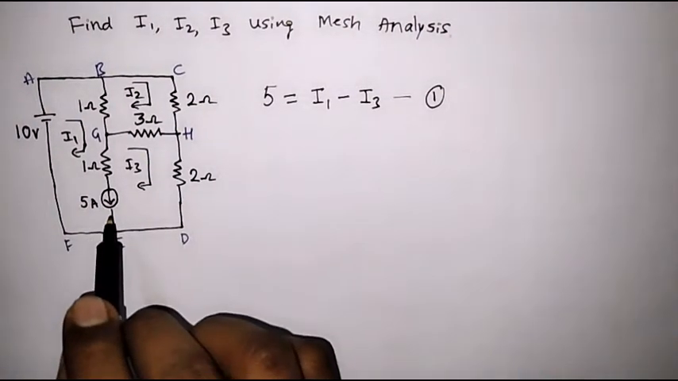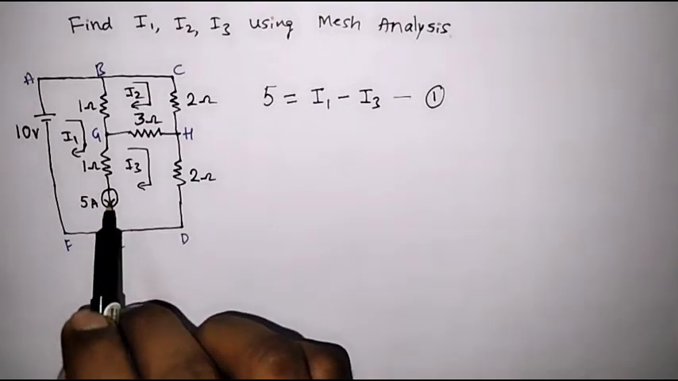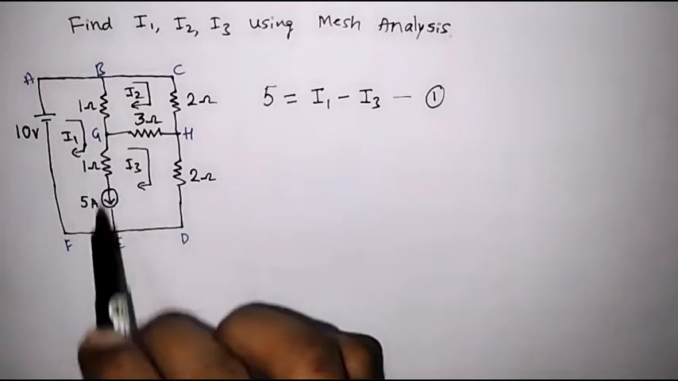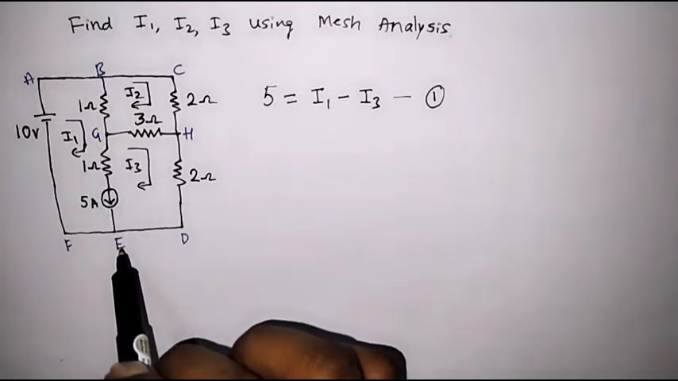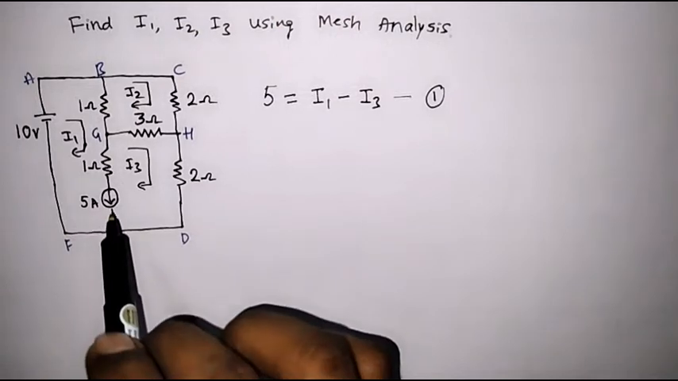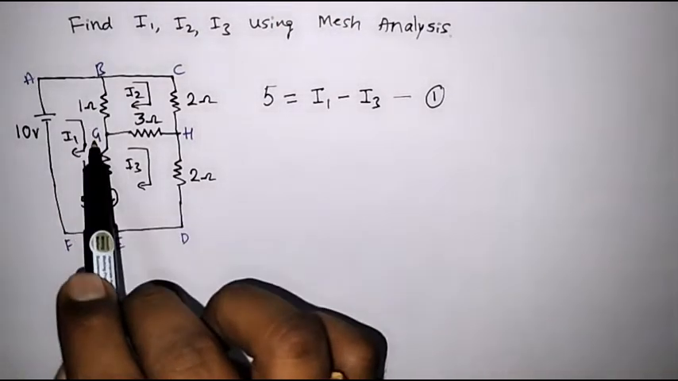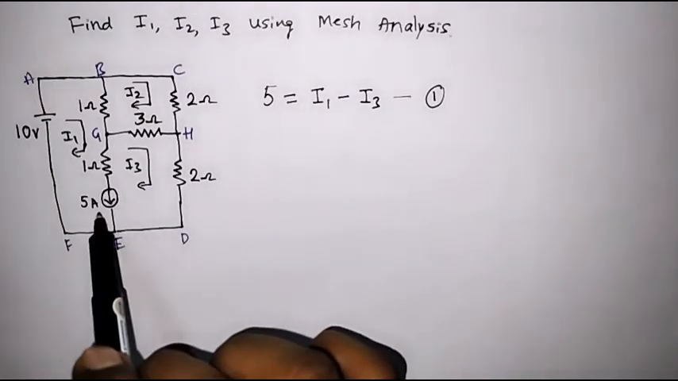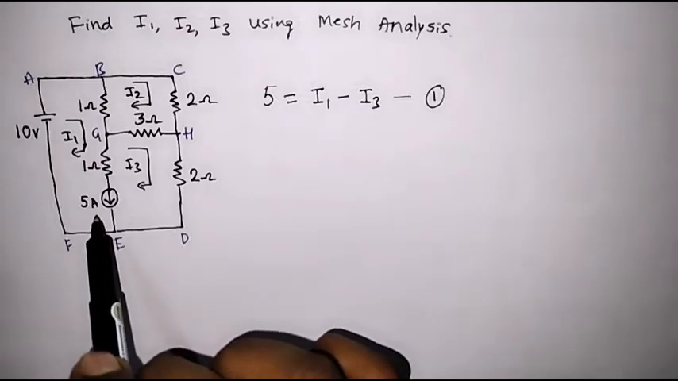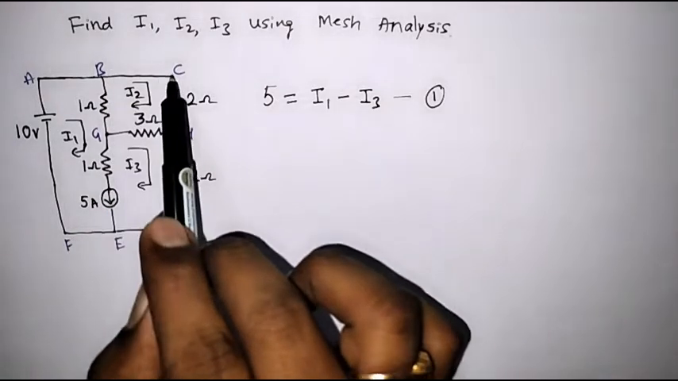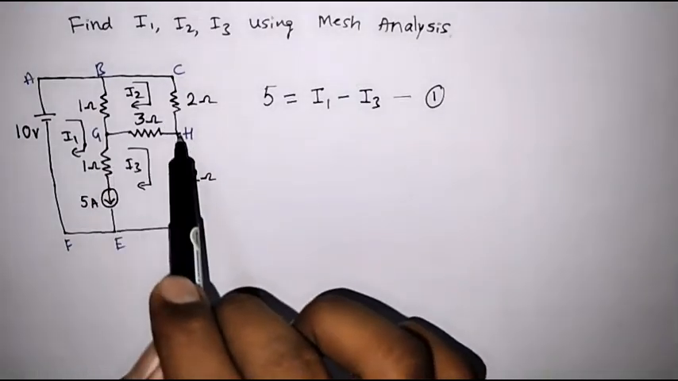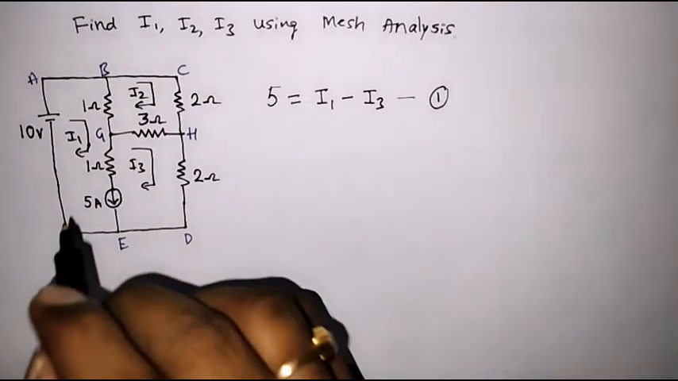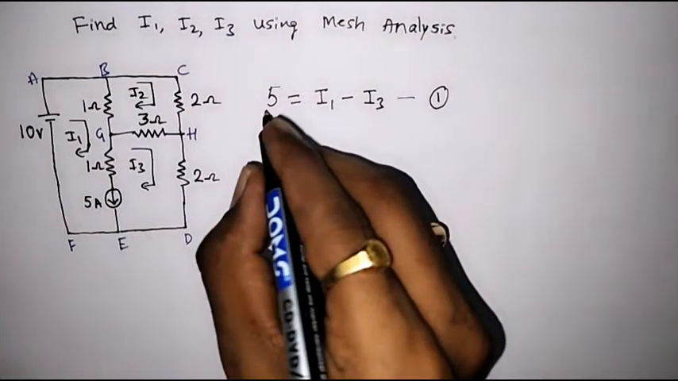Now after analyzing the current source, we should assume that this branch is open circuited. If this branch A, G and E is open circuited, then we will find only one loop, that is A, B, G, H, D, E, F, A. This loop is known as the super loop. Along with this, we have another loop known as B, C, H, G, B.